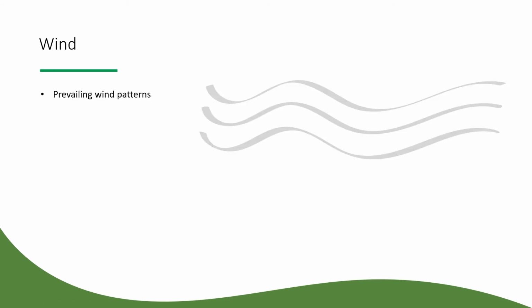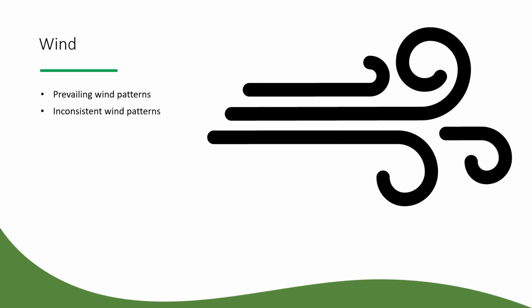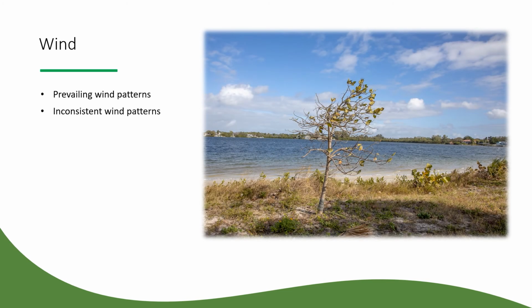Wind. There are prevailing wind patterns and inconsistent wind patterns. Prevailing wind patterns are relatively constant. An ocean breeze is a good example. Over the course of a year, this wind pattern may remain roughly the same or change with the seasons, but it is a regular feature of your climate. If you have a particularly strong or severe prevailing wind pattern, account for it when selecting plants and their placement.